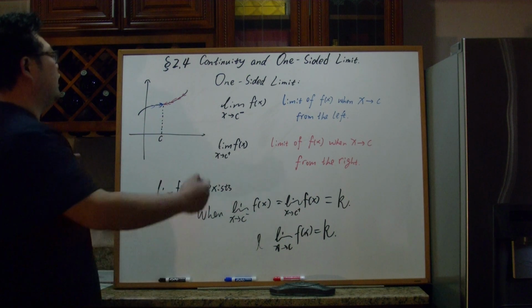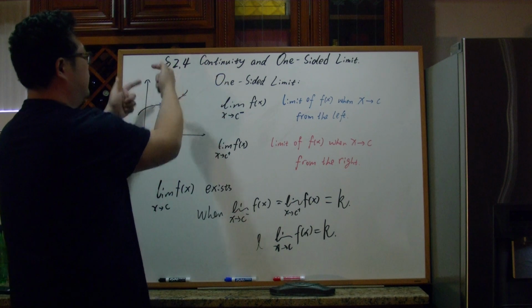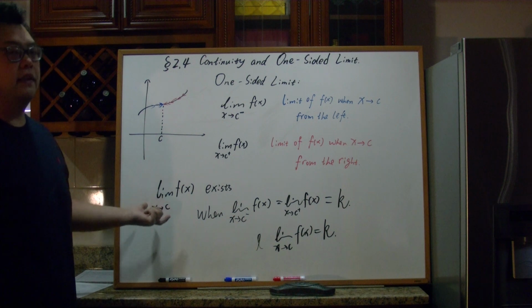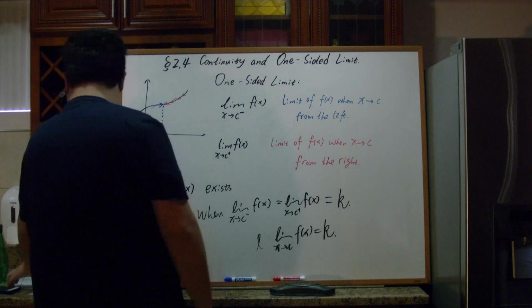As we saw before, graphically, if the limit approaching from the left and from the right meet at the same point, we call that the limit exists, and that is our limit.